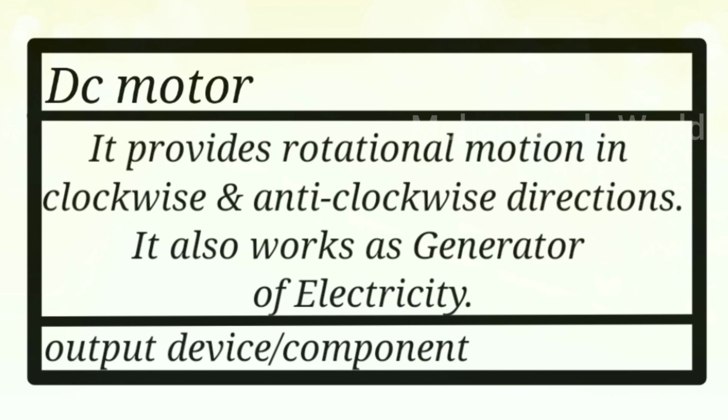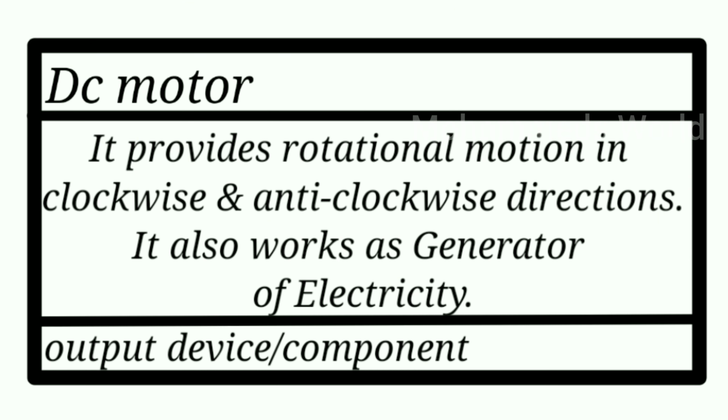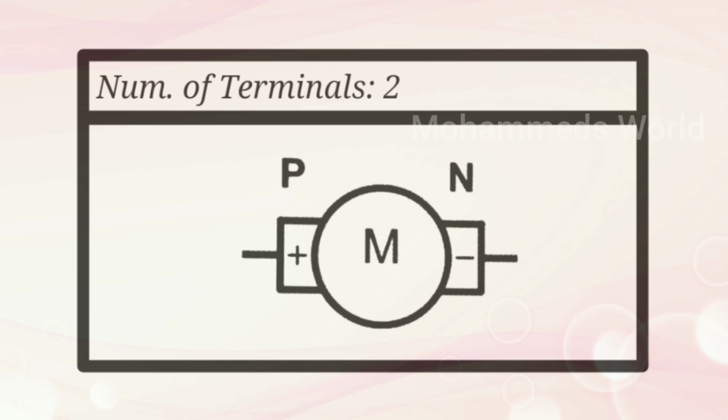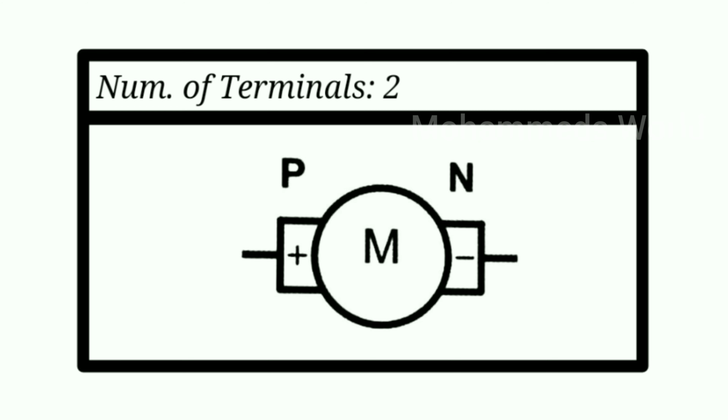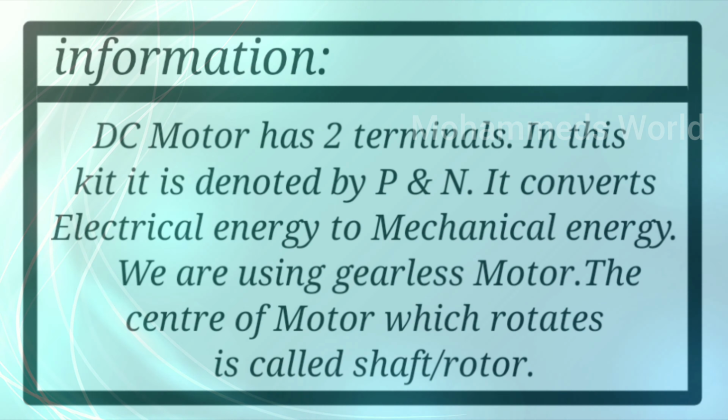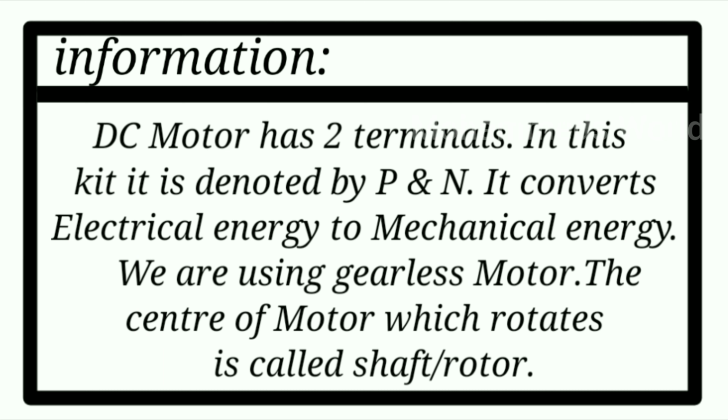DC motor. It provides rotational motion in the clockwise and anti-clockwise directions. It also works as a generator of electricity. Output device and component. DC motor has two terminals. Information. DC motor has two terminals in this kit, denoted by P and N. It converts electrical energy to mechanical energy. We are using a gearless motor. The center of the motor which rotates is called the shaft or rotator.